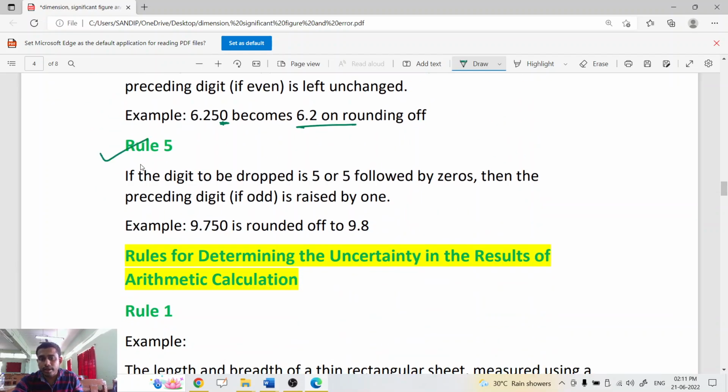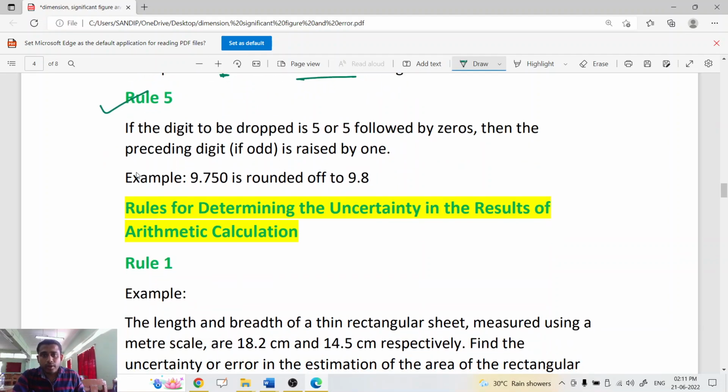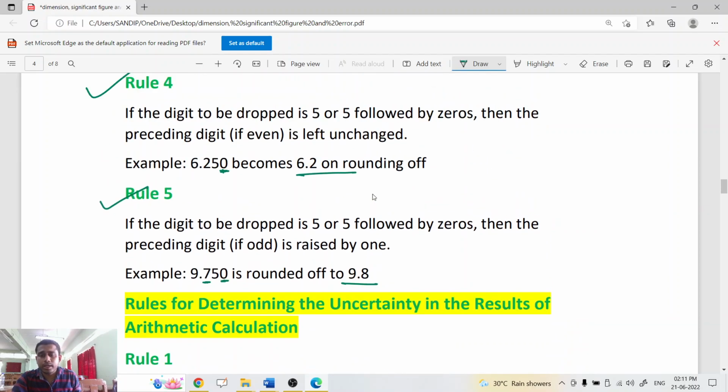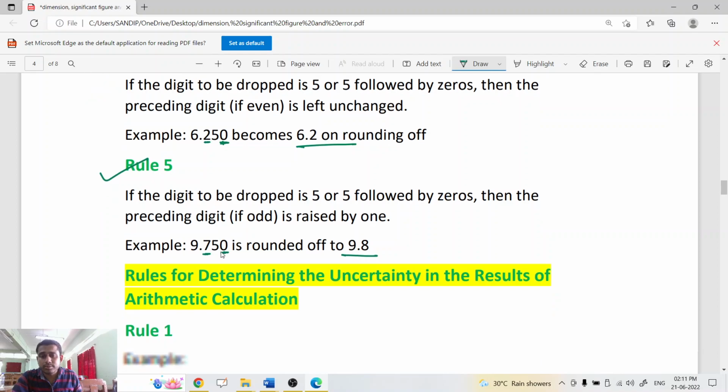And rule number 5: if the digit to be dropped is 5 followed by 0, then the preceding odd digit is raised by 1. Here you can see 9.750, 5 followed by 0, but on the left side is the odd digit 7, so we get the rounding 9.8. In the previous one, on the left side of 5 it is even, that's why 2 is left unchanged. Here 7 is an odd number, that's why it is raised by 1.